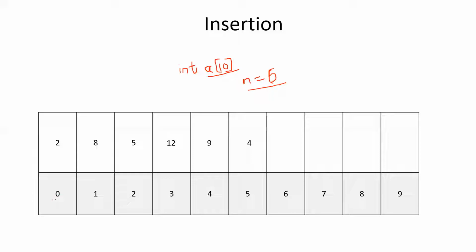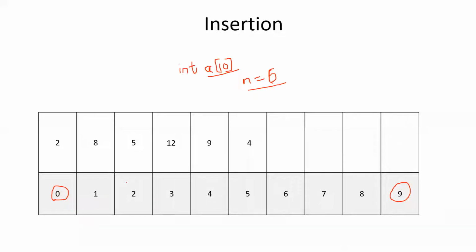Here you can see it is starting from 0, and the last index number will be 9, right? So 10 numbers means you will be having from 0 to 9. Now, in this example, if I am asking the user to enter the number of elements, if I entered 6, I'll be storing only 6 numbers. So I entered 2, 8, 5, 12, 9, 4. After that, I'm leaving the 4 spaces as empty. You can fill it or not, it's your wish. But it should not be exceeding 10 numbers.